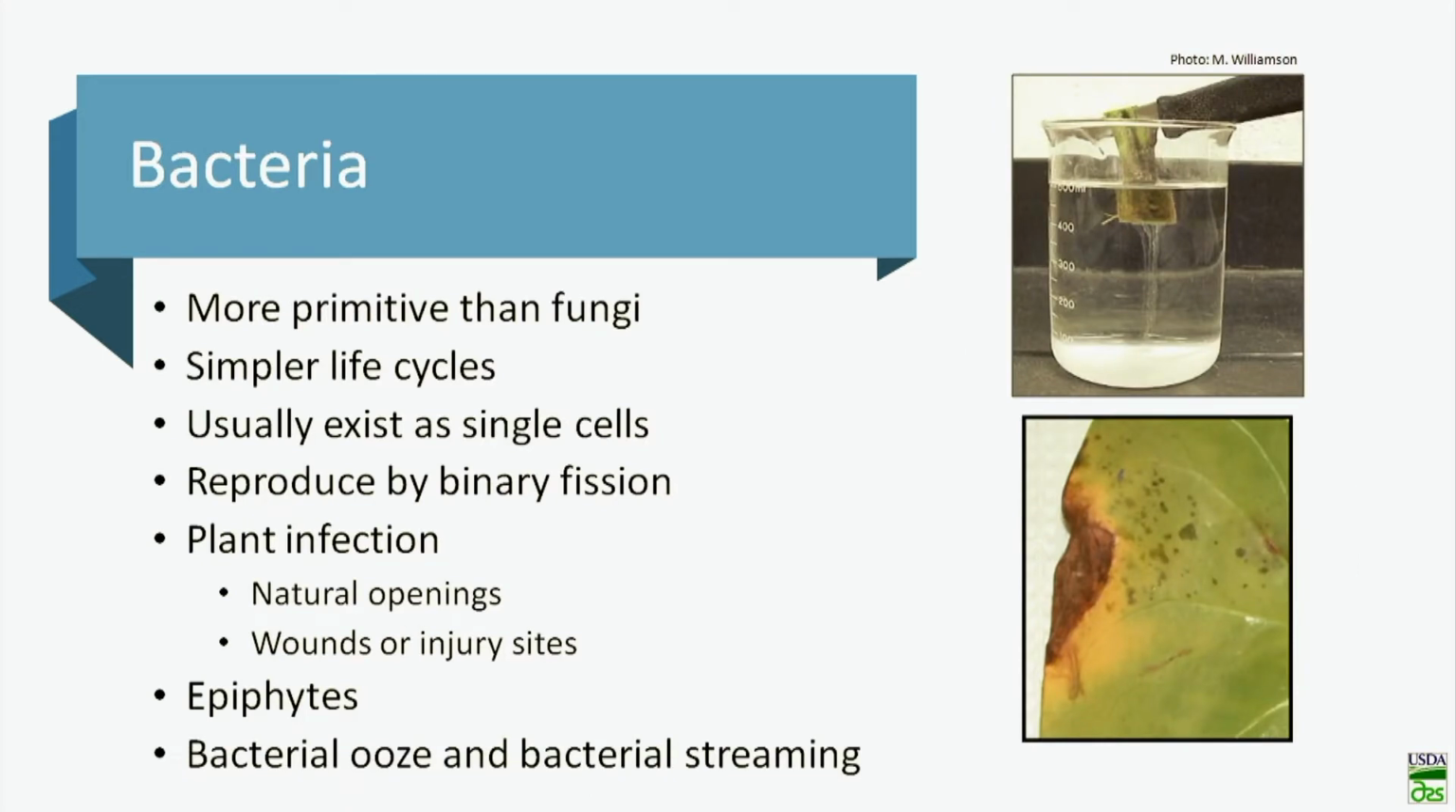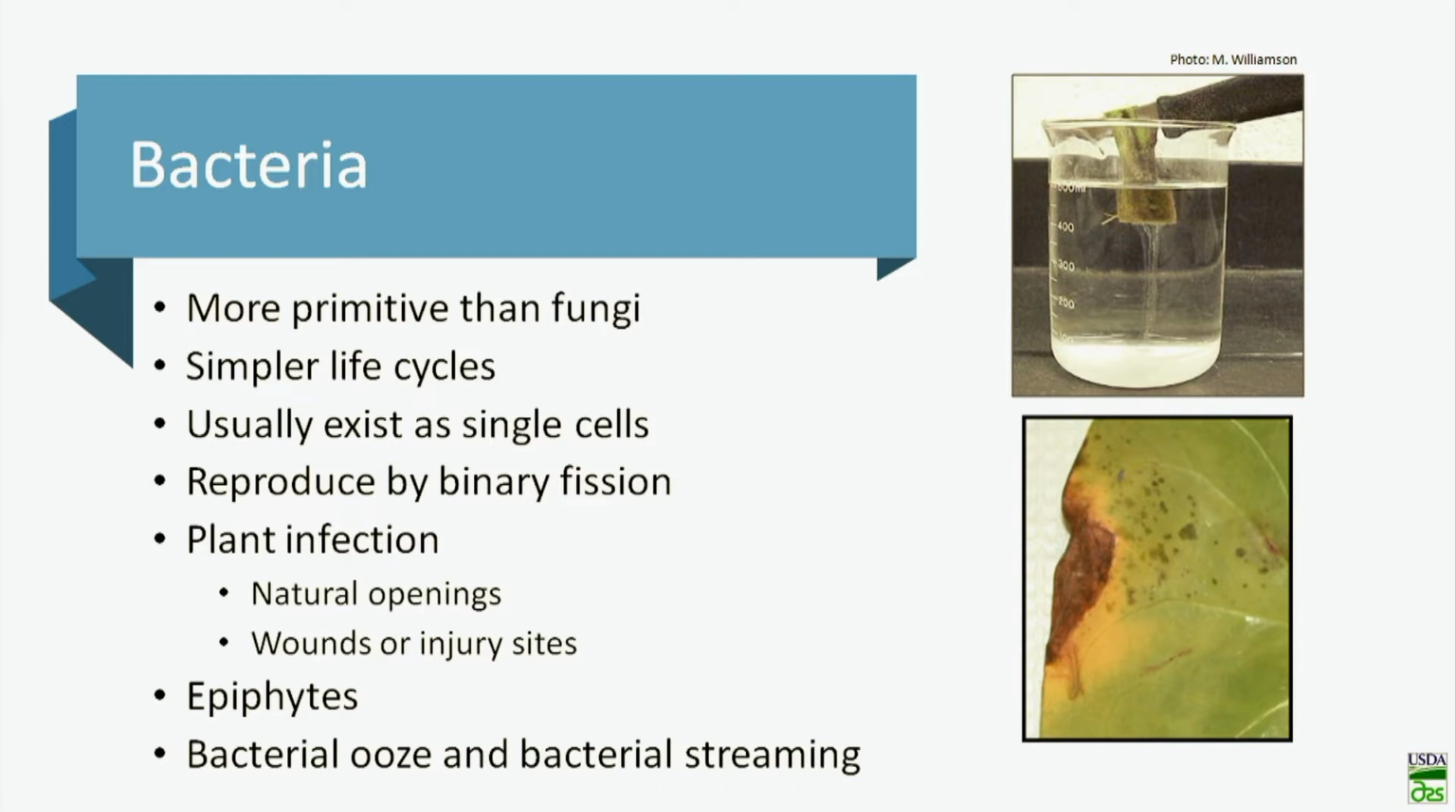Okay? Bacteria, they're more primitive than fungi, a more simple life cycle. They exist as a single cell. A mother cell produces more daughter cells, reproducing by binary fission. And they infect plants either through natural openings or wounds. Okay? They cannot directly penetrate the plants.